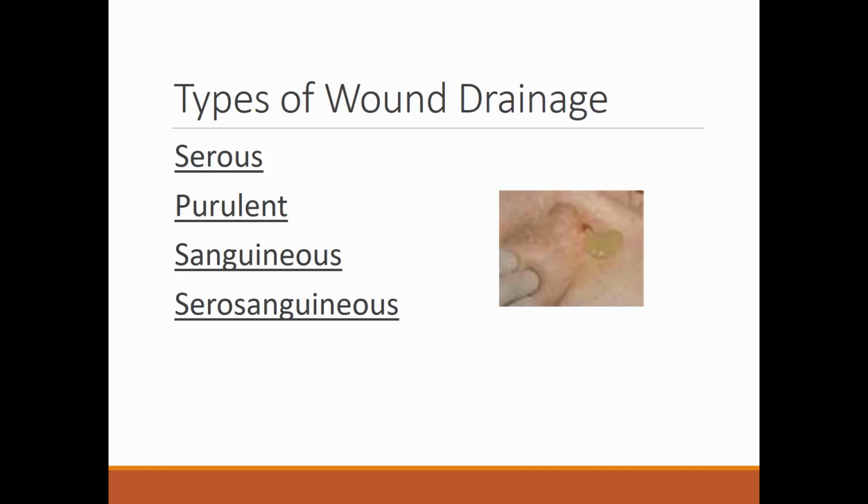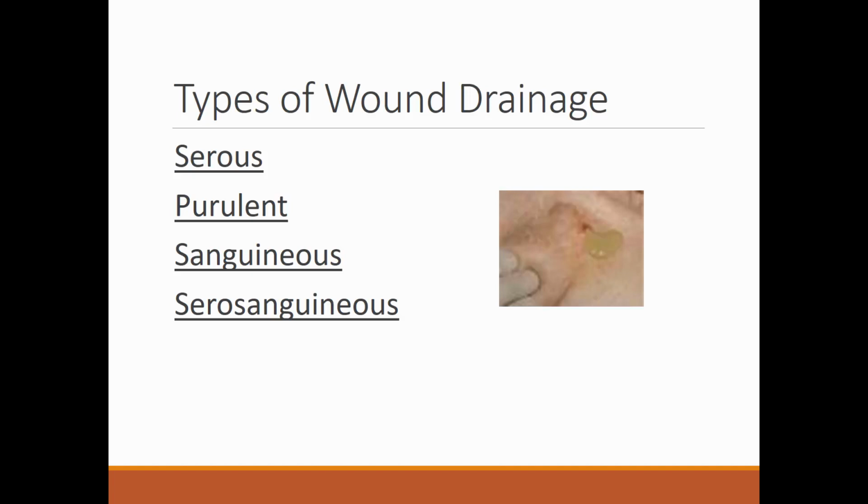So what do we call the different types of wound drainage? Serous drainage is the clear portion of the blood and is watery. So an example of this is a blister from a burn. Purulent drainage is thick. It can be yellow, green, or brown, and odor is often present. So an infected wound is an example of that.